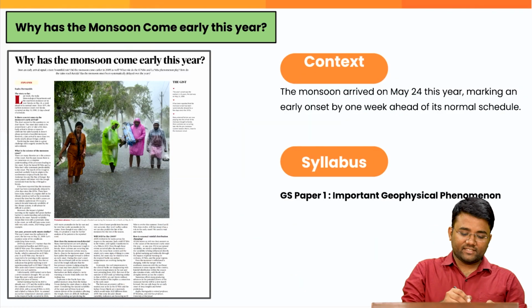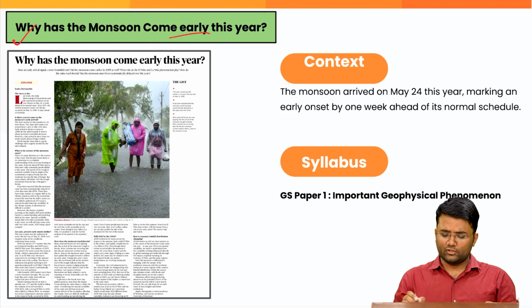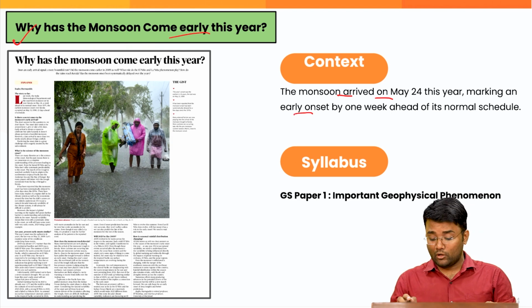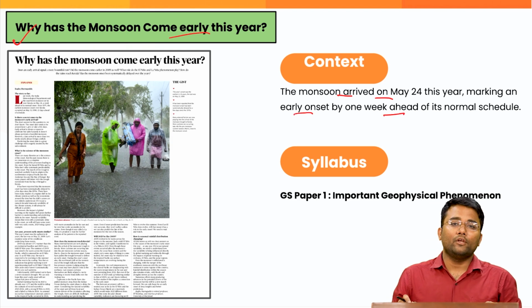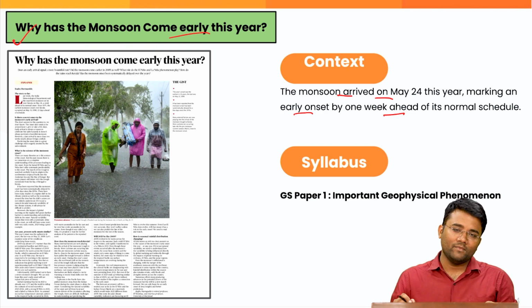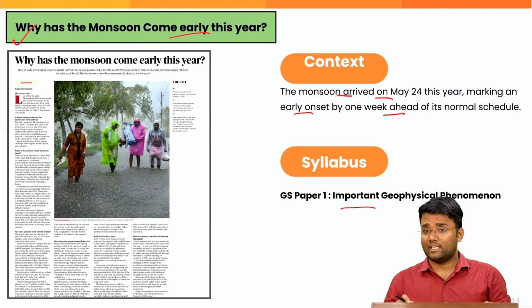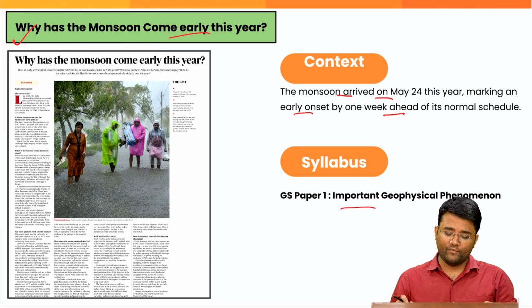So let's start our discussion with the first topic, that is, why has the monsoon come early this year? The context of this topic is that monsoon arrived on May 24 this year, marking an early onset by almost 1 week ahead of its normal schedule. The normal schedule of onset of monsoon is around 1st June. And this particular topic pertains to the syllabus of your GS paper 1, important geophysical phenomena as well as physical geography.